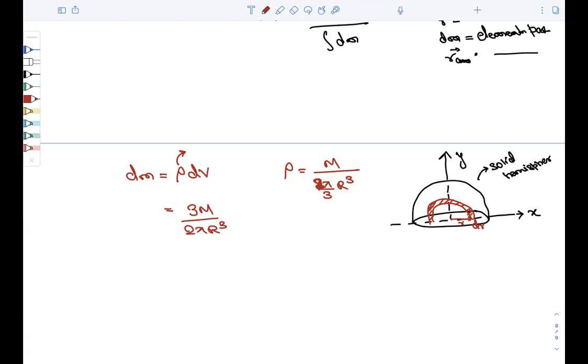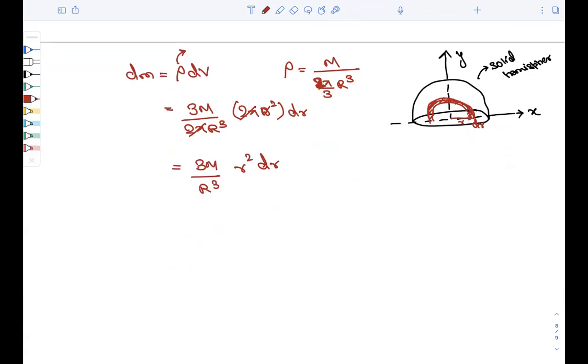What is dv? What will be the elemental volume? ठीक है, we know that surface area into dr, so 2 pi r square, छोटा वाला r square into छोटा dr, right? So if you consider 2 pi से 2 pi खत्म, it will simply become 3m by r cube. These are constant, r square dr. This is the dm that we have got, right? Now let us find out x center of mass. So x center of mass क्या होगा, integration x dm upon dm, right? Put this value, you will get 0.